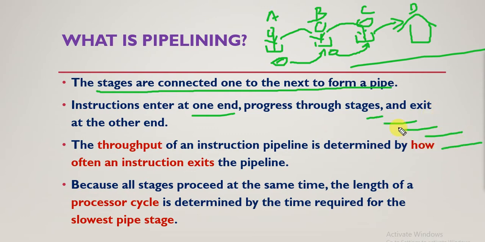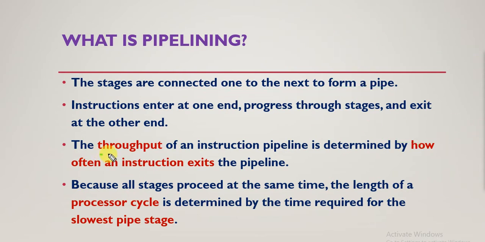Almost the diagram will be in this format. The instruction arrives here, so this is one instruction. Next instruction, whatever it may be, different instructions arrive at one end. Then at different times, different portions of those instructions will be executed in different stages, and they will exit at the other end of the entire pipelining architecture.